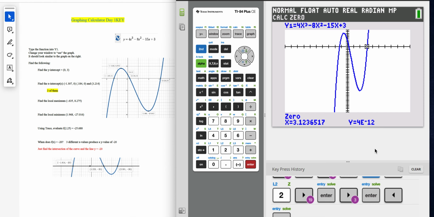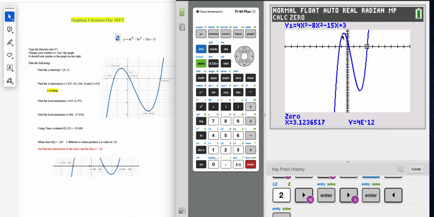Now remember, if it tells you this thing right here, this is scientific notation, and this is 0.00000000004, which is your calculator's way of telling you this is zero. Okay, so whenever you see something like this, that's zero. That's not actually a really small decimal, it actually is zero. Your calculator just numerically finds them, and sometimes it doesn't know to put zero. Okay, so now I've found the three x-intercepts and the y-intercept. Okay, let's find the local max.